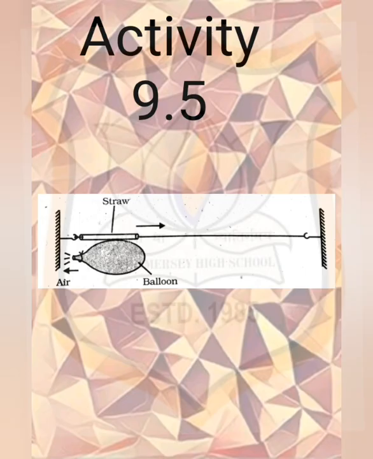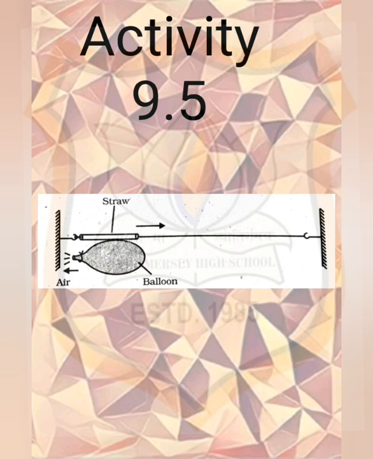Now, activity 9.5. Take a big rubber balloon and inflate it fully. Tie its neck using a thread, also using adhesive tape. Fix a straw on the surface of this balloon as shown in the figure. Pass a thread through the straw and fix one end of the thread on the wall. Fix the other end of the thread on the wall at the same distance. This arrangement is shown in the figure.